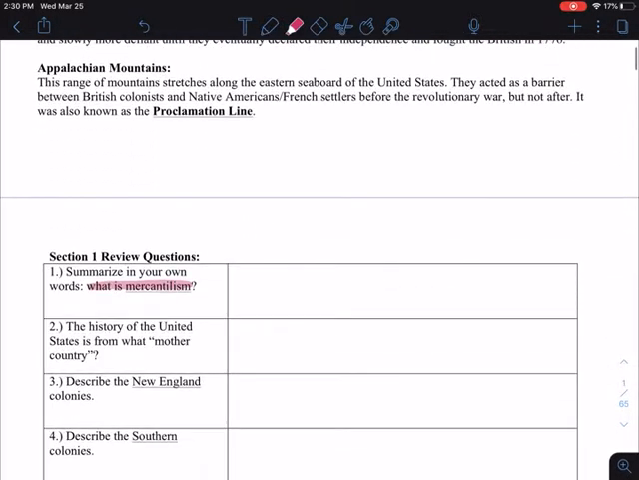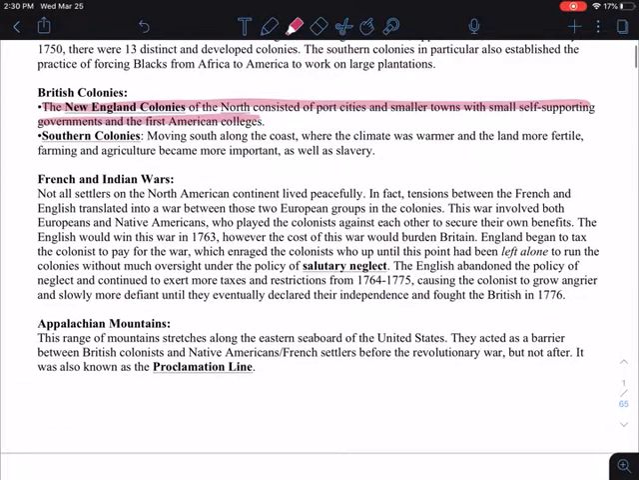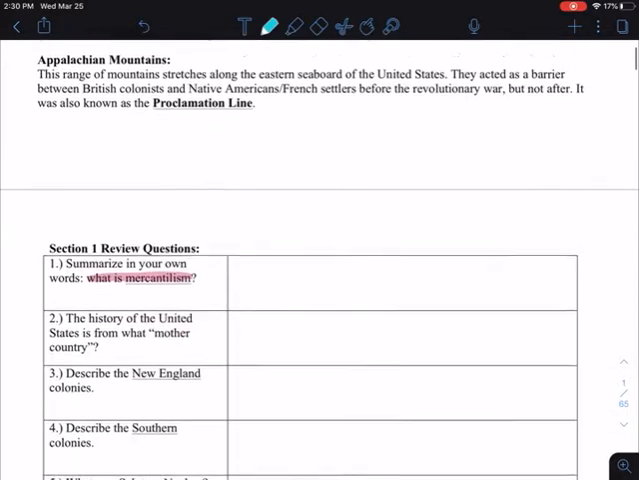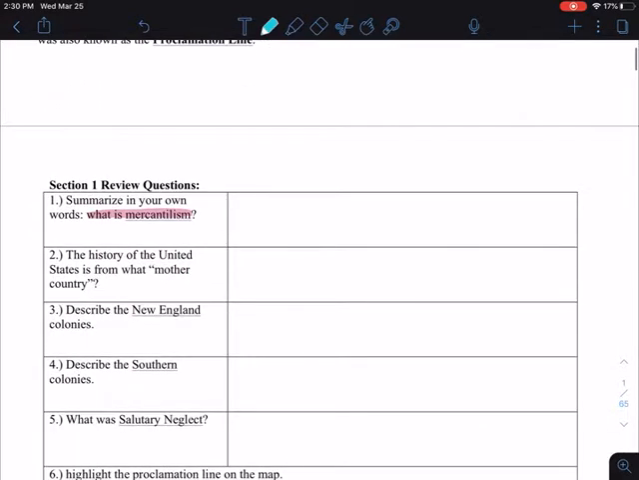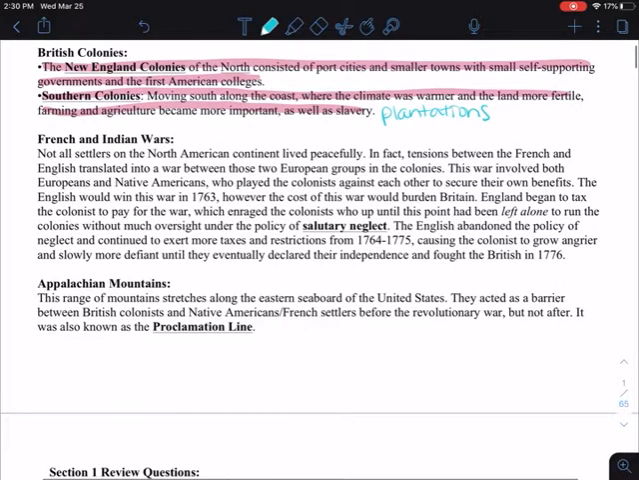Now, if I remember correctly, the next one is the southern colonies. Southern colonies moving along the south coast. Remember, we've got better climate, more fertile land, and we want to write down plantations here. Plantations are the big feature to associate with the southern colonies. What is salutary neglect? Moving right along here.